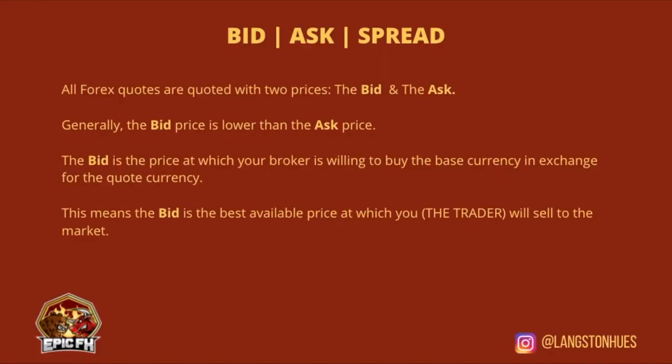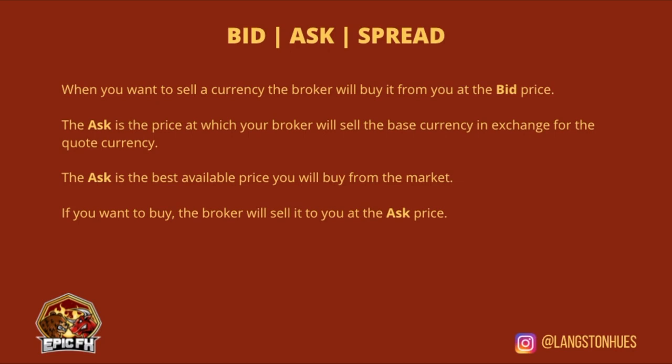Let's move on to discuss the bid, the ask, and the spread. Here's an example. All Forex quotes are quoted with two prices, the bid and the ask. Generally, the bid price is lower than the ask price. The bid is the price at which your broker is willing to buy the base currency in exchange for the quote currency. This means the bid is the best available price at which you, the trader, will sell to the market. When you want to sell a currency, the broker will buy it from you at the bid price.